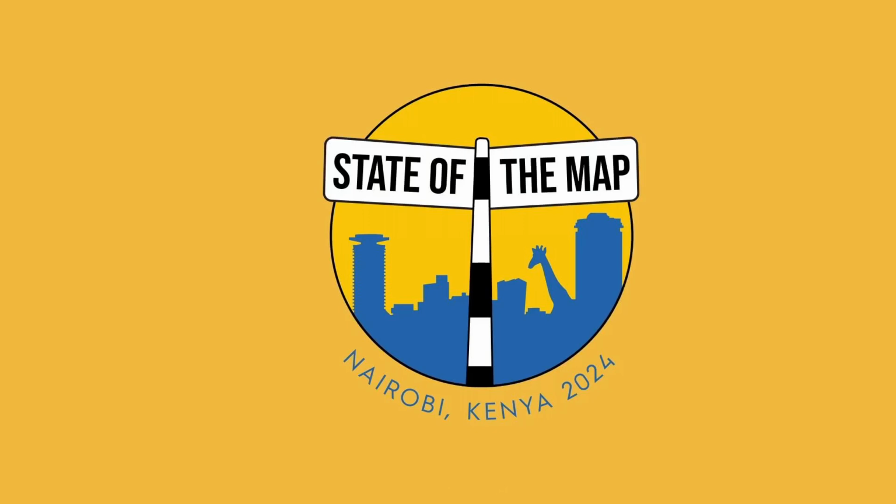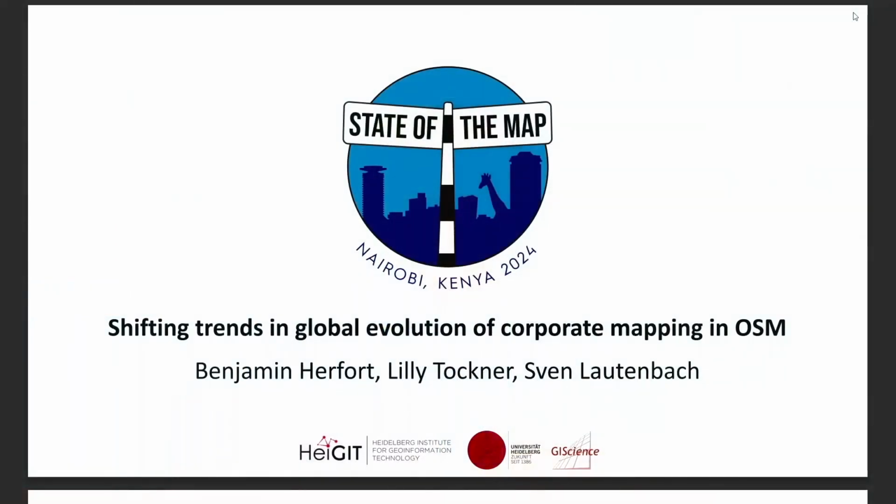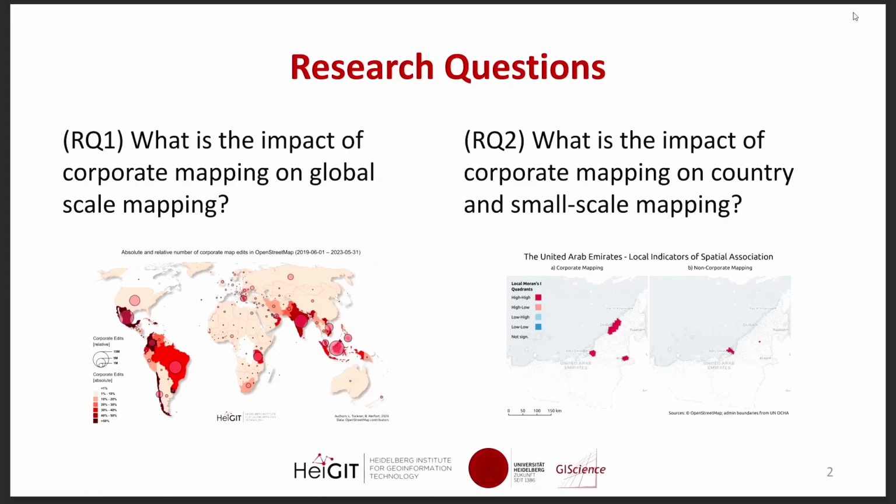The work I'm going to present today is a bachelor thesis that has been written by Lily Tockner. So I'm presenting her work now a bit condensed, what she has been working on for a few months, in this roughly 20-minute talk. We are going to take a look at how corporates have mapped in OpenStreetMap. And this research was guided by two questions.